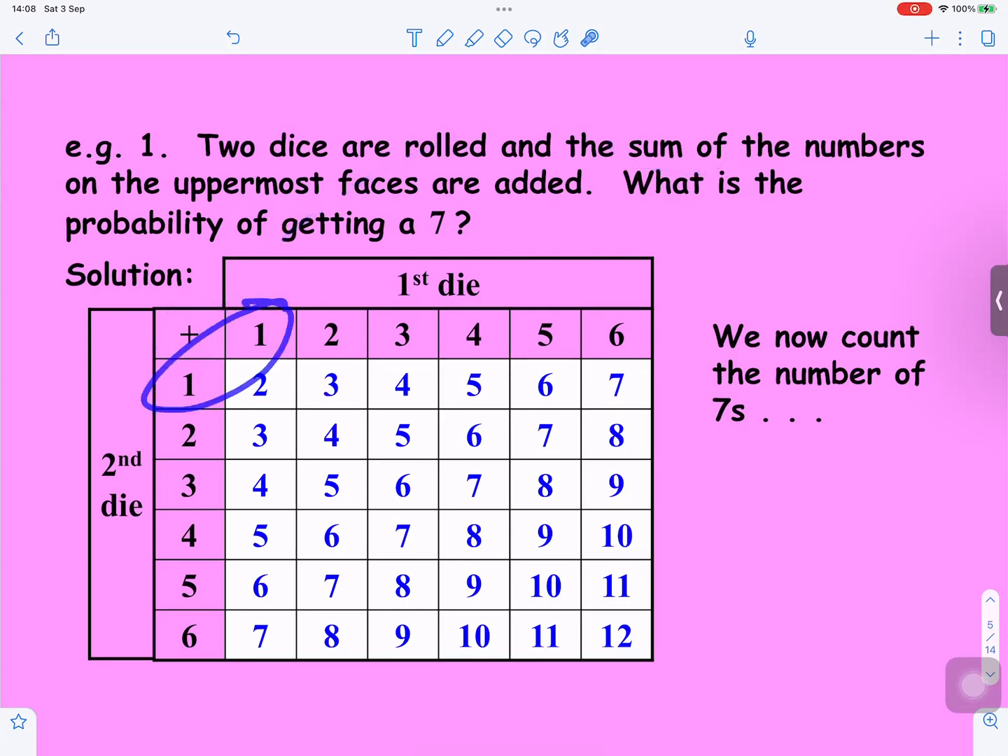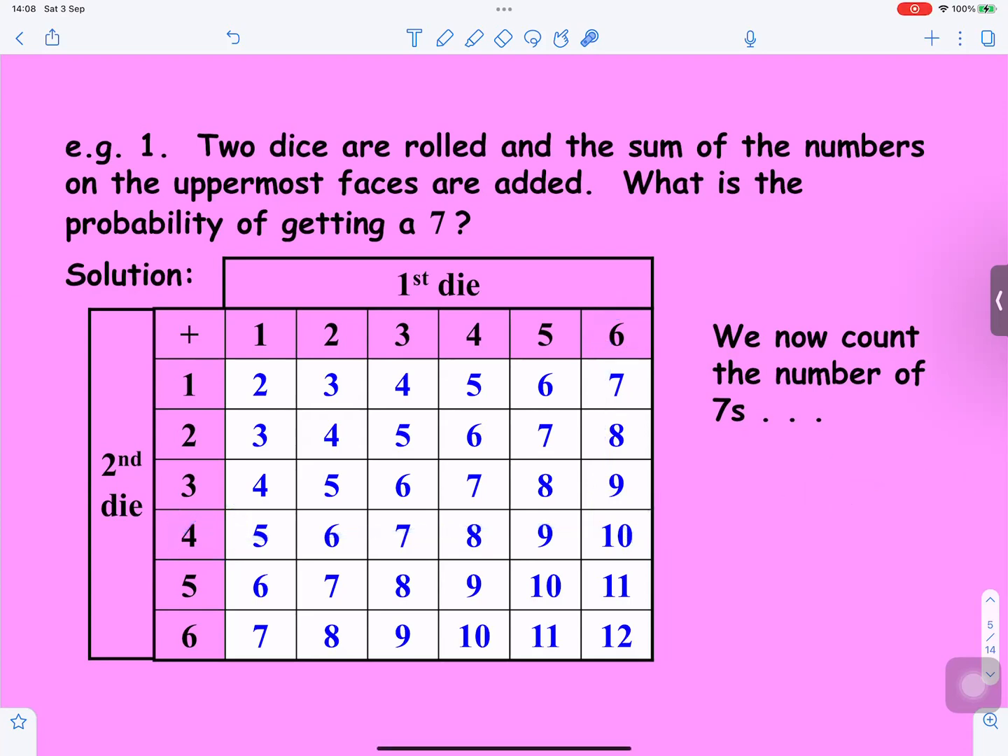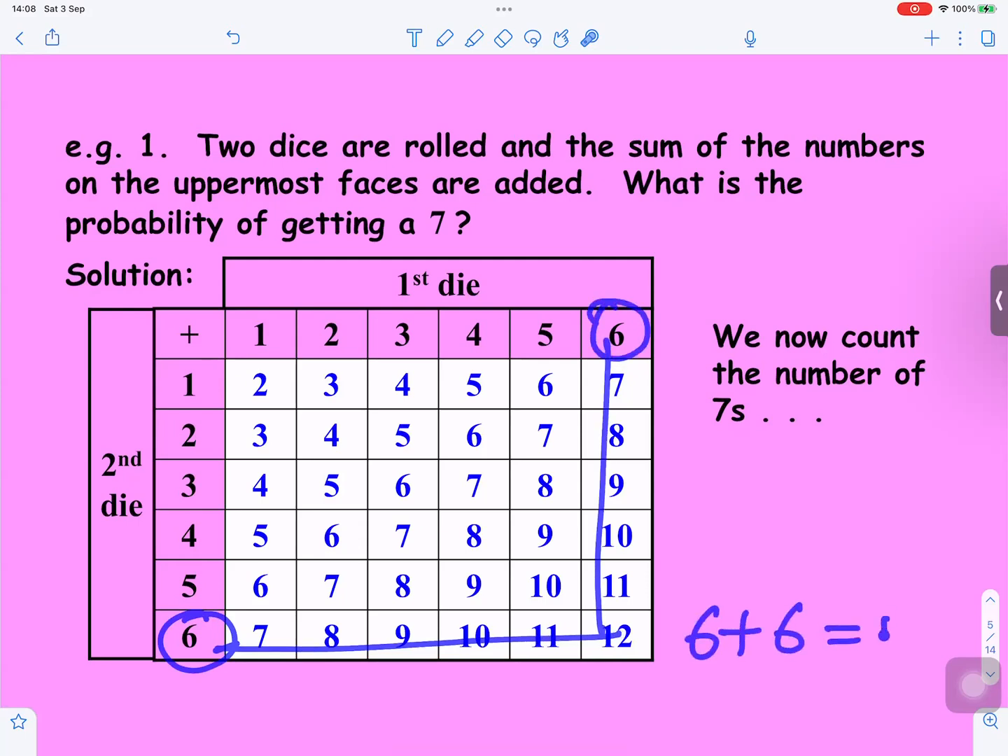So 1 plus 1 gives you 2. 2 plus 2 gives you 4. 2 plus 3, you get 5. 2 plus 4, you get 6. That's how you complete the table. 4 plus 6 gives you 10. And if you get 6 on die number 2 and 6 on die number 1, you add them up. 6 plus 6 gives you 12.